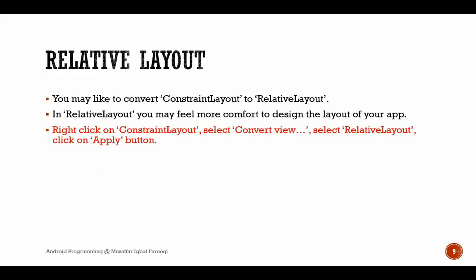You may like to convert Constraint layout to Relative layout. In Relative layout you may feel more comfortable to design the layout of your app. To use Relative layout, right-click on Constraint layout, then select Convert View, select Relative layout, and then click on Apply button. If you are comfortable with the default Constraint layout, then you can continue with this. We will discuss in detail the difference among different layouts later in another video. At the moment I will prefer to use the Relative layout.